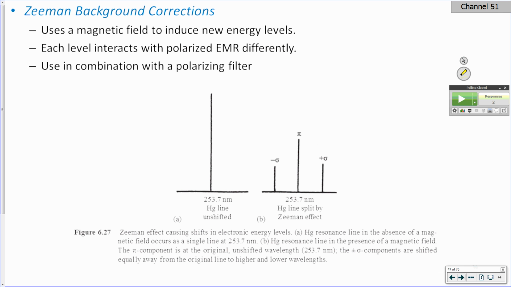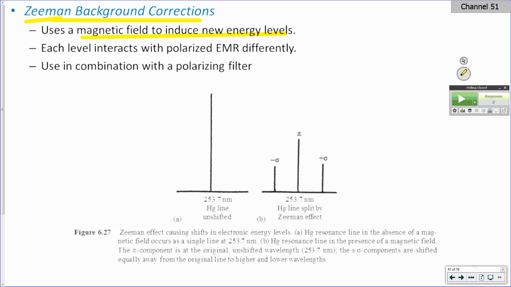Another way that we can correct for it, and the instrument that was on this side has this correction, is called the Zeeman correction, and it uses a strong magnetic field to introduce new energy levels. The same way with NMR, nuclear magnetic resonance, you get the splitting of the spin of the nucleus only when there's a magnetic field present. And the stronger the magnetic field, the further apart those energies are.